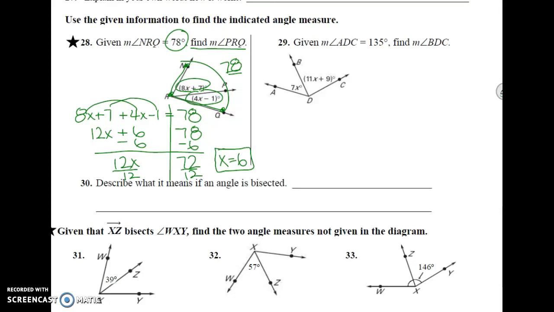Taking that and plugging it back in where they want PRQ. If I look at my picture, P to R to Q is the bottom half. So I'm going to take that angle, plug in my 6. So I have 4 times 6 minus 1. 24 minus 1. The measure of angle PRQ is equal to 23 degrees.